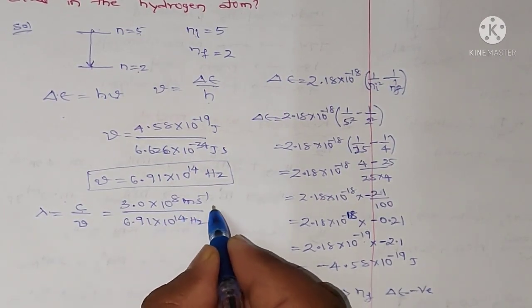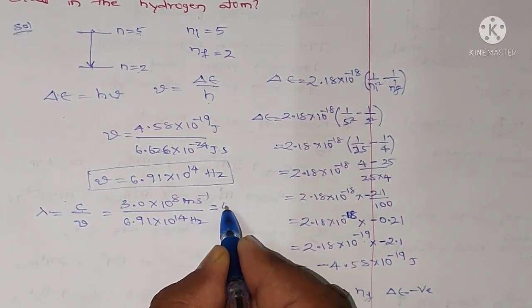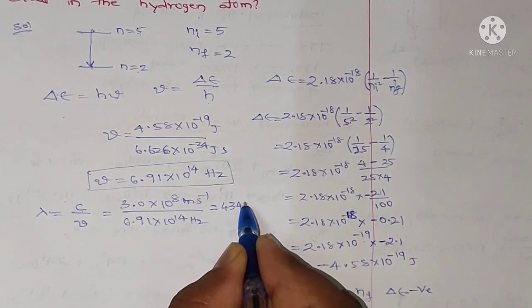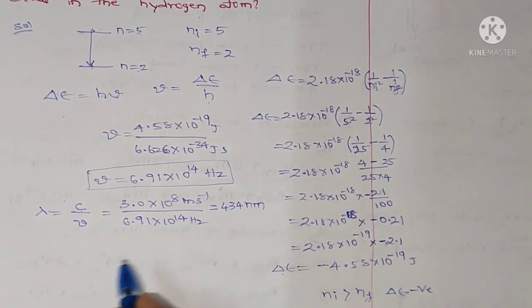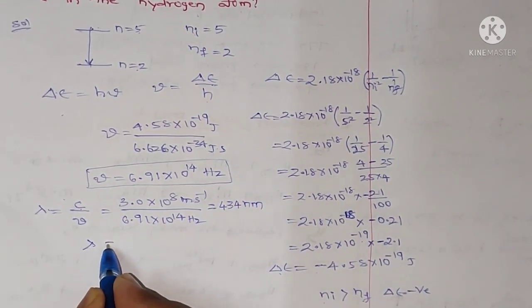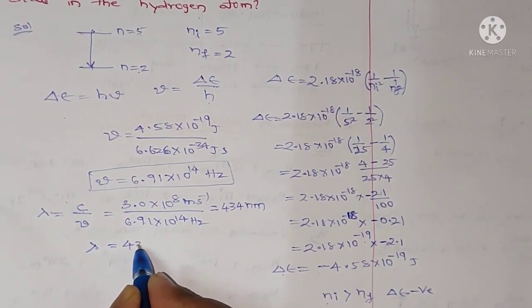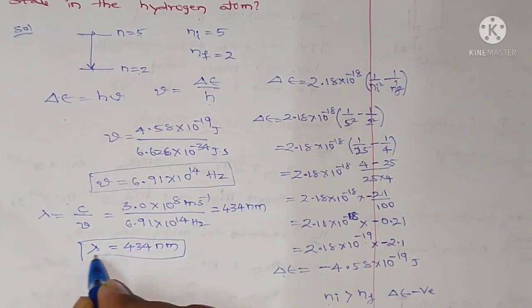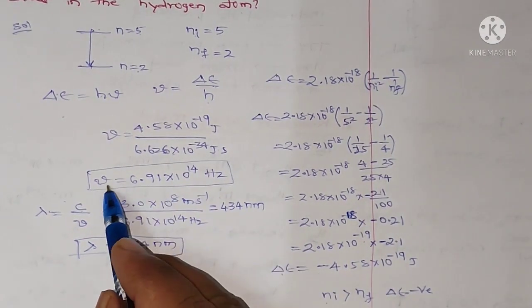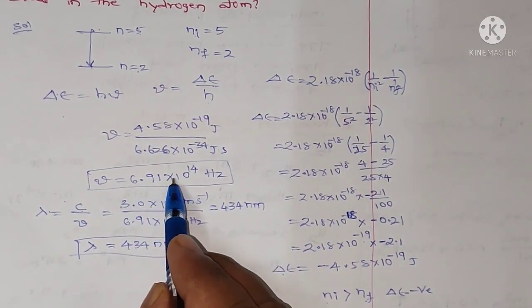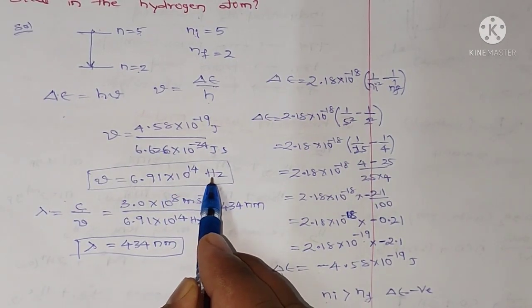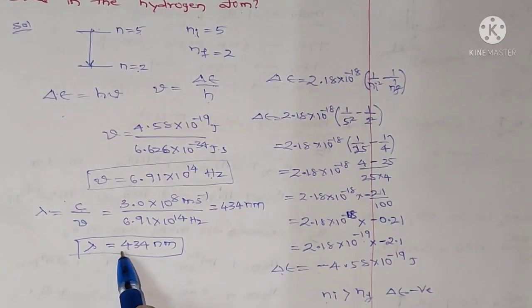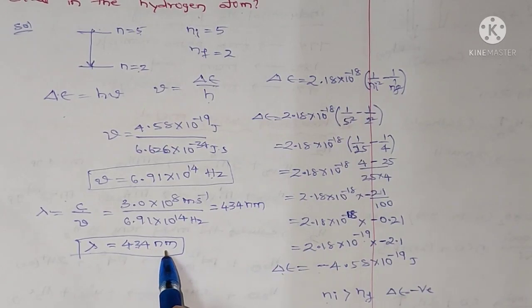If you do this calculation, we will get 434 nanometers. So the wavelength lambda is equal to 434 nanometers. So the frequency is 6.91 into 10 to the power of 14 hertz, and the wavelength is 434 nanometers.